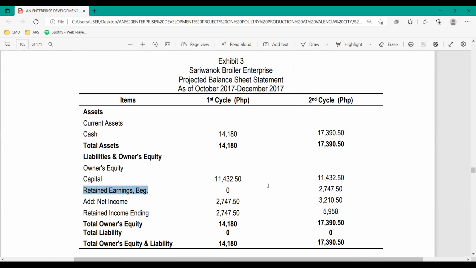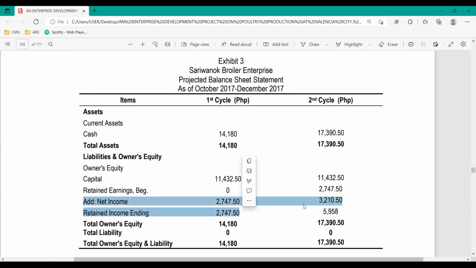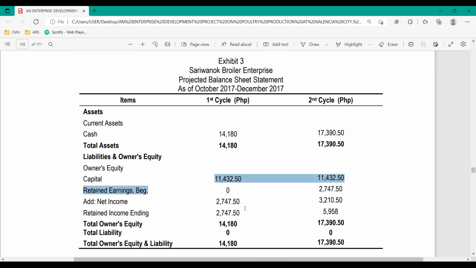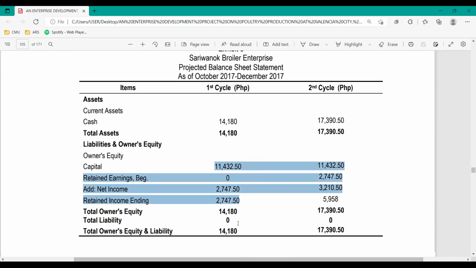So I have retained earnings of 2,000. This is actually my net income here. This is my net income on my first cycle, 2,747.50, which I added in the second cycle. So that's for the retained earnings in the beginning. As you can see here, it was added in the second cycle. So I had a total owner's equity of 14,180. That's my cash, capital, and net income. So let's continue.